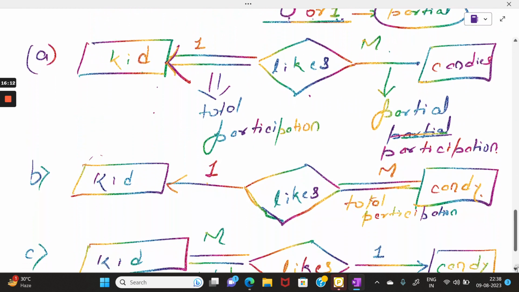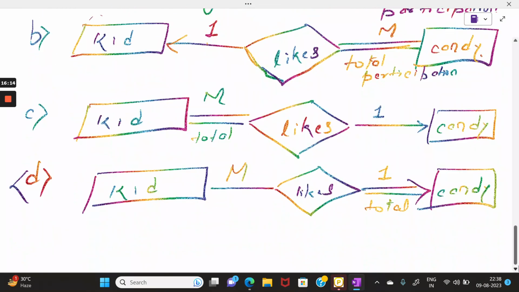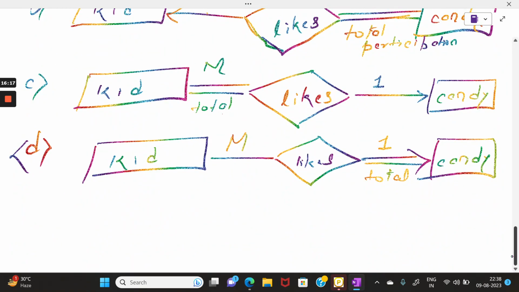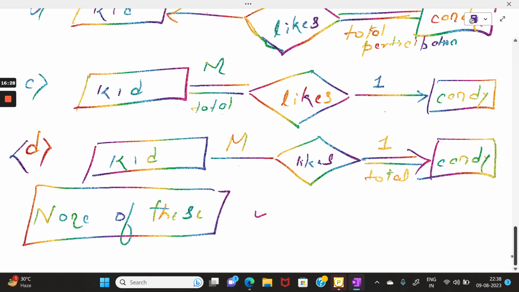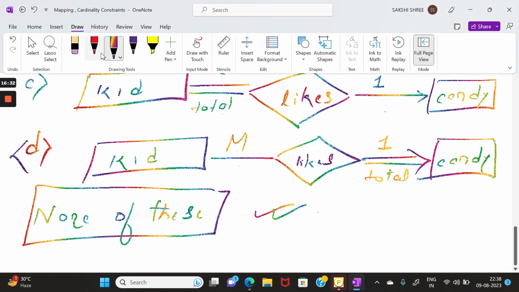So there is no option like so where we can have the partial participation. There is total, partial, total. So obviously it will be none of these for this question. Okay, this will be none of these for this question. Right? Now let's change the question a little bit.